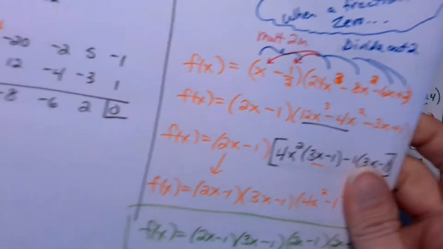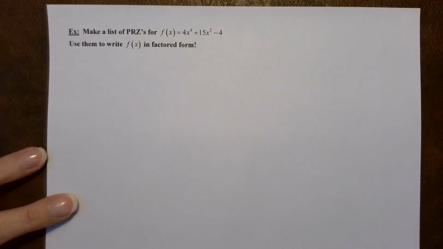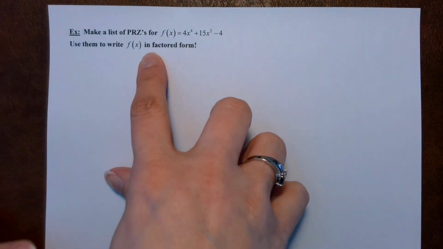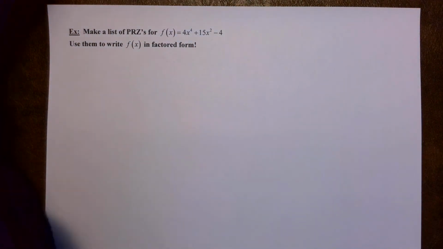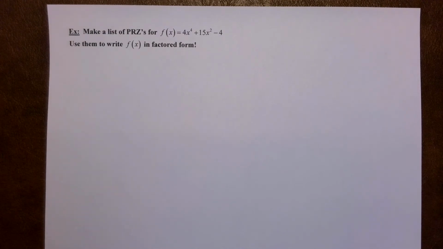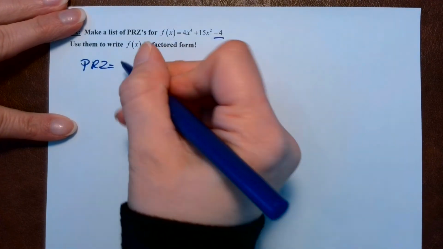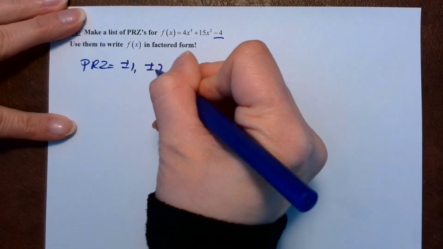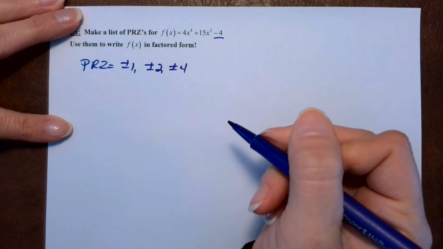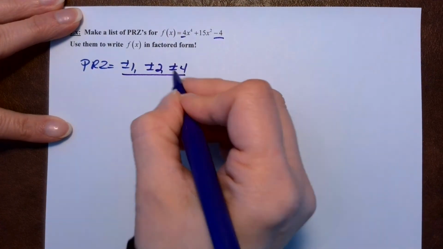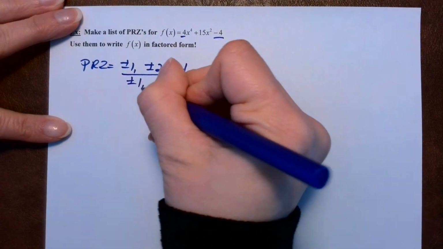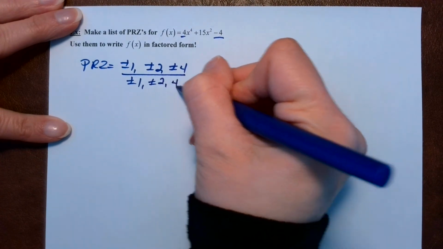Okay, great. Let's go back to our notes because we have one more example. There's a lot of paper here, so we could go back and use this space. Make a list of PRZs and factor. PRZs for this guy: we've got plus minus 1, 2, 4. Leading coefficient's 4, so we have to do every possible combination of 1, 2, and 4.